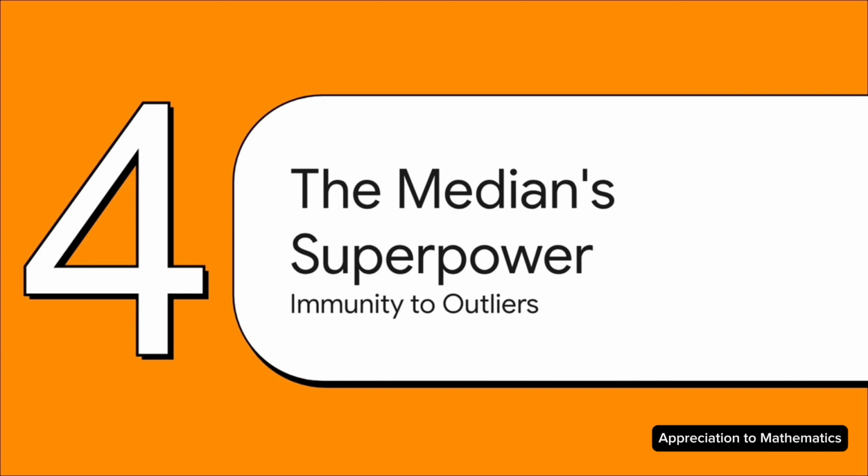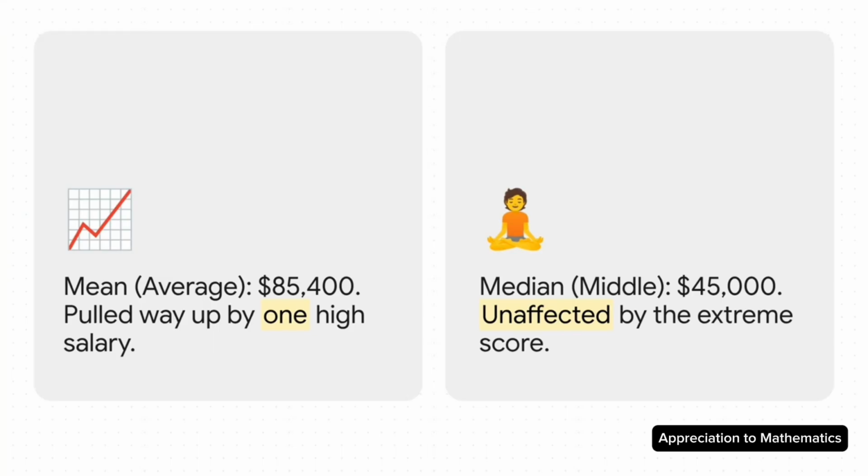Okay, now for the really cool part. Let's go back to that company with the super high CEO salary and see the median's real superpower in action. This is why it's so important. Just look at the difference here. The average, or mean, was over $85,000, right? Totally skewed by that one huge salary. But the median, we line up the salaries, and what's in the middle? 45,000. It completely ignores that crazy high number and gives us a salary that feels way more typical for most of the employees.